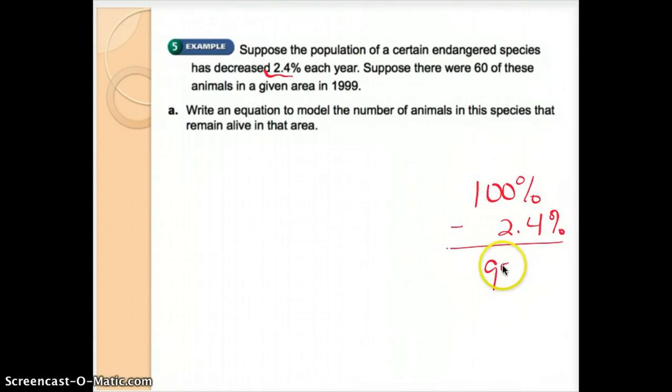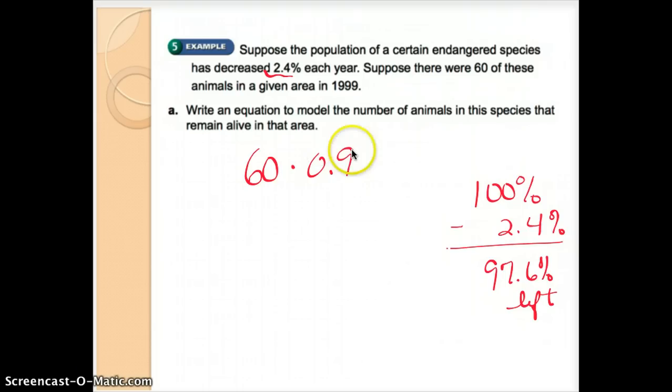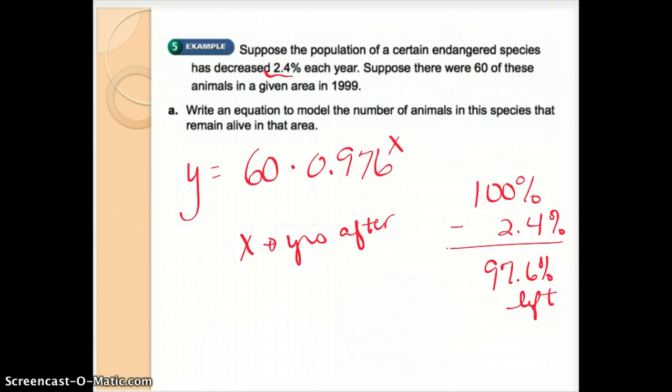So like before where we added it, this time we're going to subtract. So it looks like we have 97.6% of the population left. And that's what we care about because that's what we can continually multiply by. So we're going to start with 60, and then I'm going to be multiplying by 0.976 to the exponent, we'll call it to the x power. X is going to represent years after 1999, and Y would be my animal population.